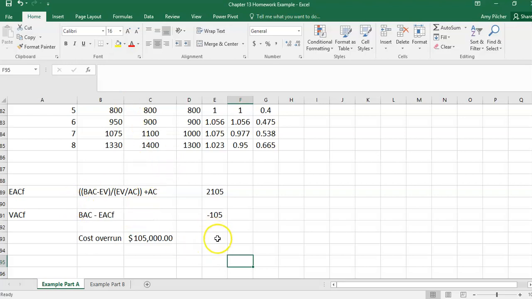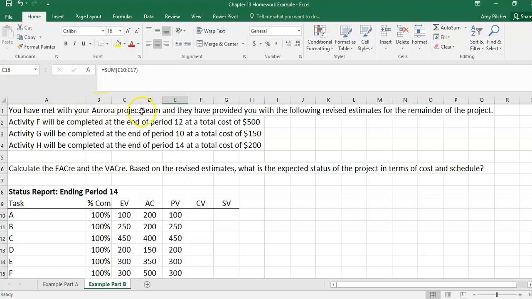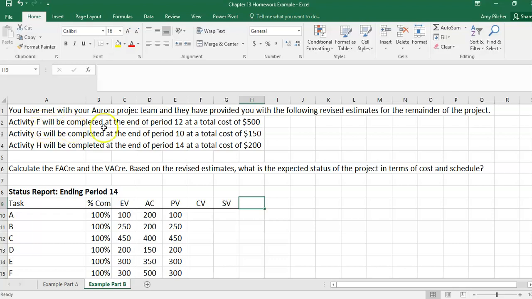Now we're going to look at part B of this example. So in part B, we've met with our project team and they've provided us with some revised estimates for the remainder of our project. So the revised estimate is that activity F will be completed at the end of period 12 at a total cost of $500. Activity G will be completed at the end of period 10 at a total cost of $150, and activity H will be completed at the end of period 14 at a total cost of $200.